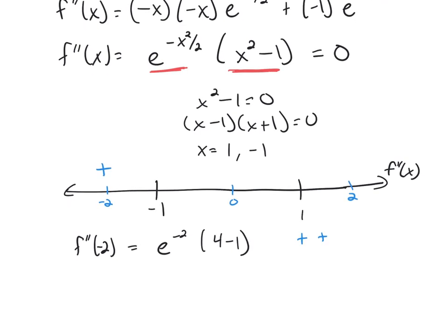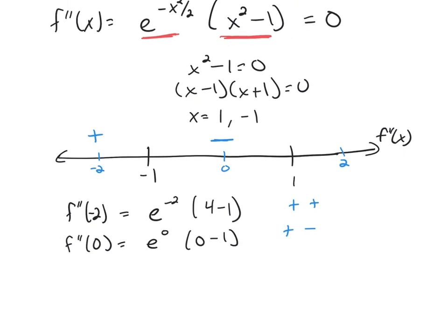If I plug in 0, e to the 0 is just 1. So here it'll be positive times a negative, negative. And finally, f double prime of 2, you'll still have e to the negative 2, and 4 minus 1. Positive times positive is positive.